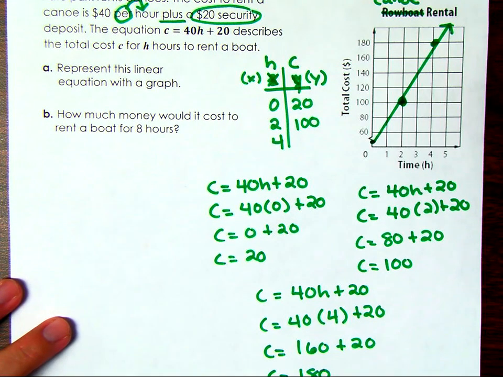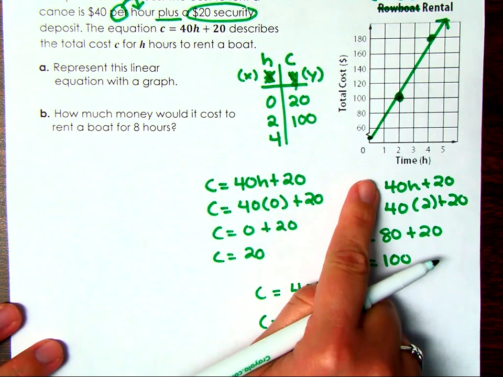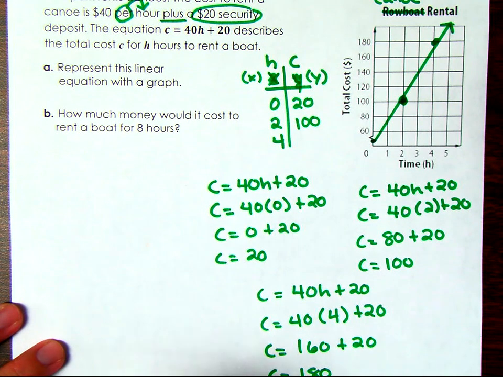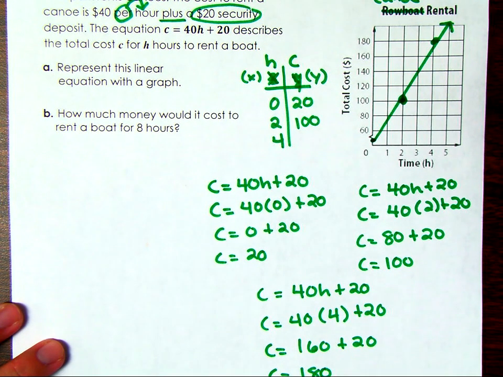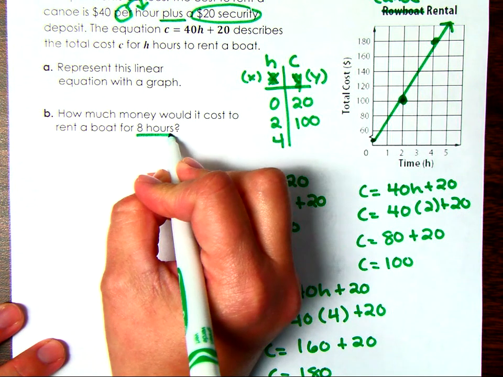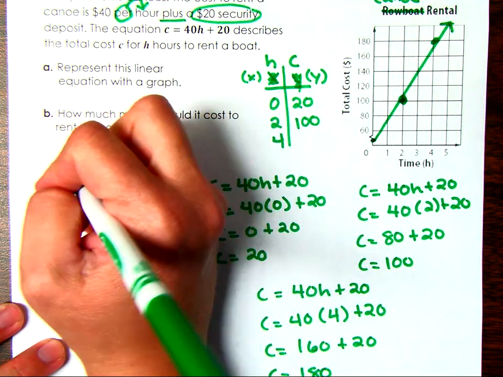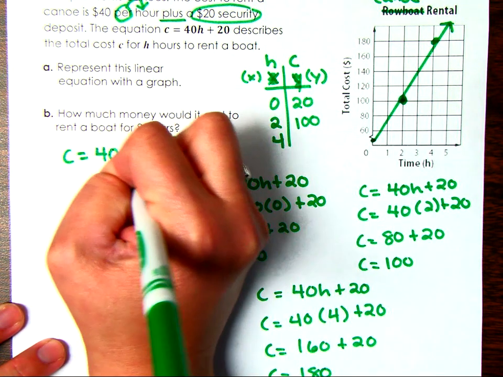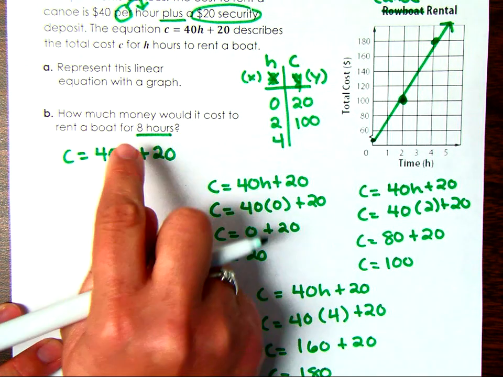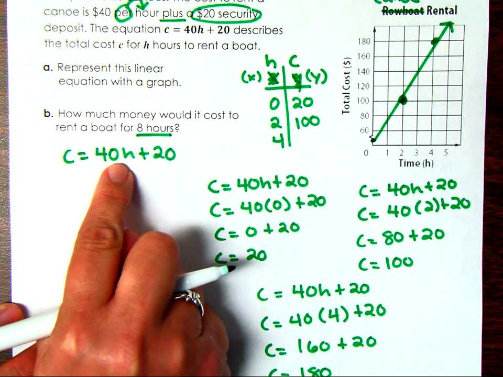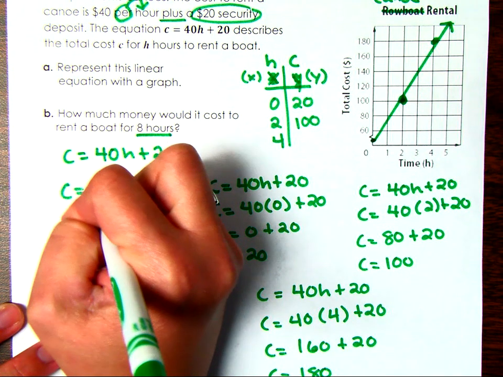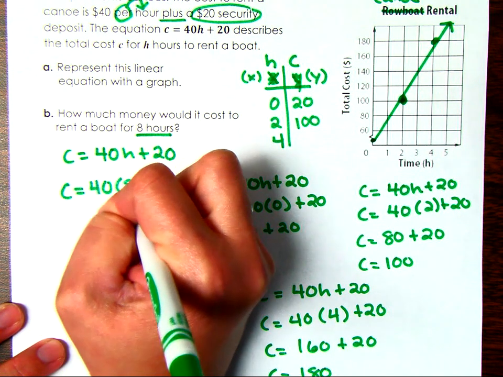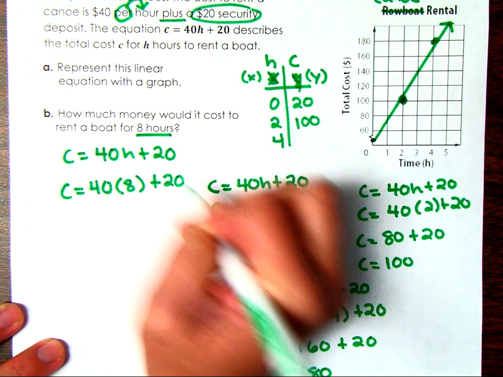So represent this linear equation with the graph. We've done that part. So part B is how much money would it cost to rent a boat for 8 hours? So using my equation, C equals 40H plus 20. 8 hours is my input, so cost depends on my hours. So 8 hours is what I'm going to substitute in.